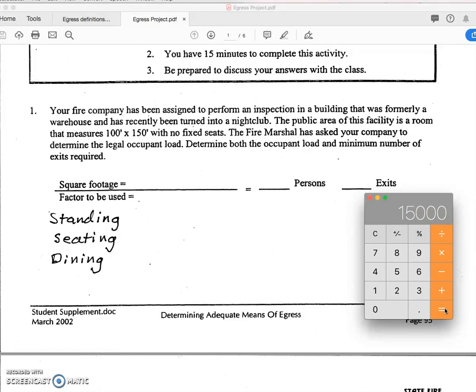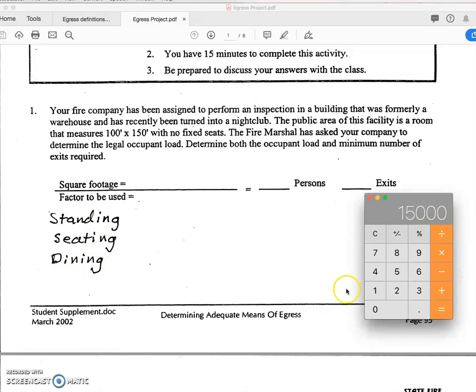So the fire marshal, there's no fixed seats. The fire marshal is asking your company to determine the legal occupant load. Well, here's the deal. When we're dealing with a place like a nightclub like this, sometimes they're going to put chairs in there. They're not fixed seats. They're just removable seats. Sometimes they're going to even put tables in there. And sometimes they're going to have standing room only or dancing. Well, in that case, we're going to figure out all three. And that's why I wrote down here standing, seating, dining.